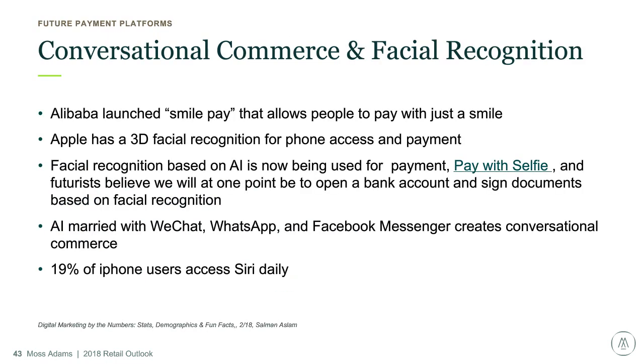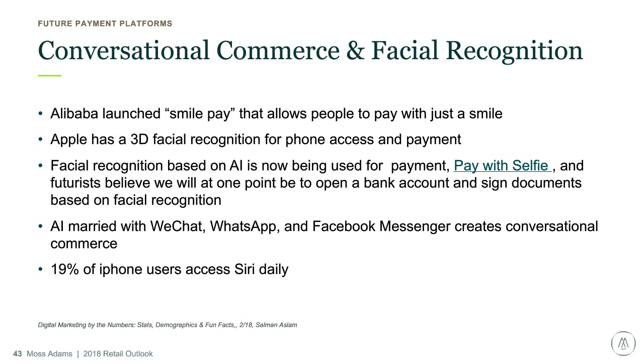So we talk about, hey, how can we make it even easier? Before, we still had to insert a card, maybe even type in a PIN and all the stuff. Now the next generation says, maybe we can make it even easier by doing voice, conversational commerce, and facial recognition. Alibaba has launched Smile Pay that literally allows people, if you smile, you are authorizing the payment. That's good. So don't smile when you look at certain things. That's a warning. Apple has 3D facial recognition for phone access and payment. I think the iPhone X already has it. You can enable the facial recognition. If it recognizes you, boom, you're good to go. You don't even need to type in a code.